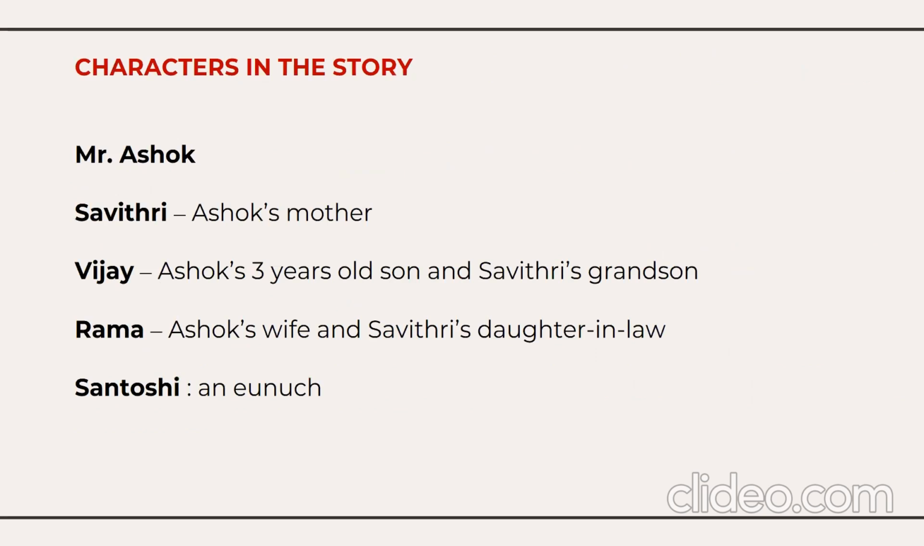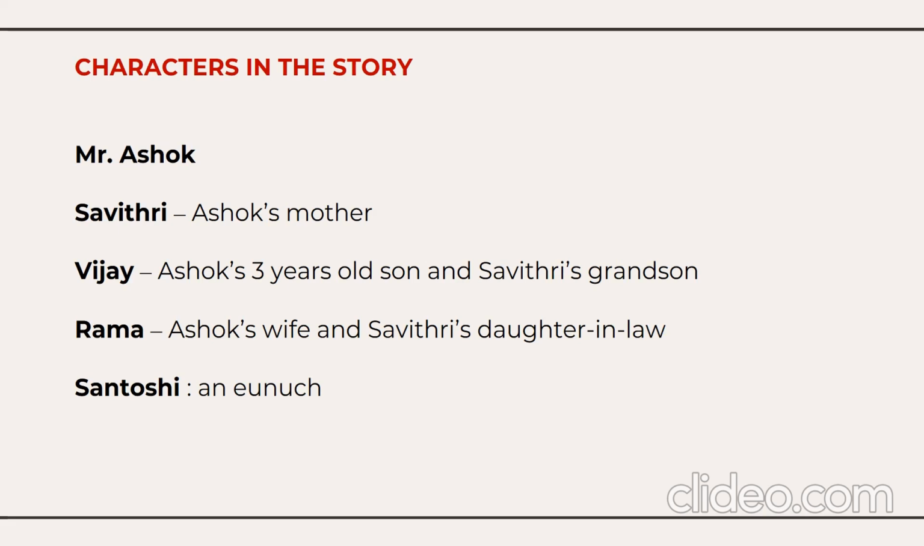So we have a few characters in the story here. The characters are Mr. Ashok, Savitri, that is Ashok's mother, and Vijay, Ashok's 3 years son, then Rama, who is Ashok's wife and Savitri's daughter-in-law, and Santoshi is a transgender maid, or we can say a eunuch. So I will tell you the story here. This story, Acceptance, begins with an introduction to the winter season in Chennai with a rising temperature, which is entirely different from the rest of the country. So a lot of events happen here.